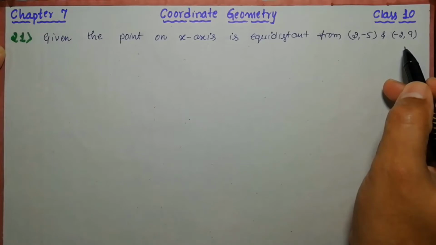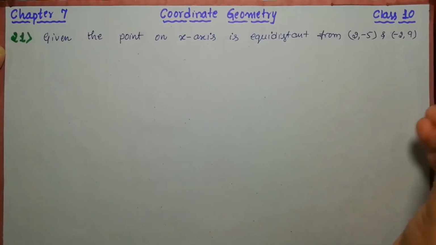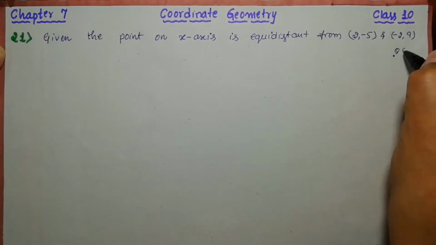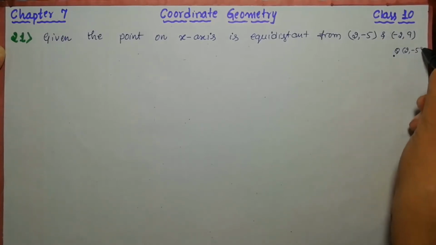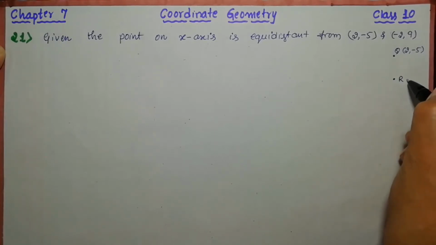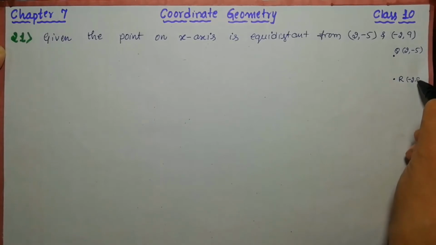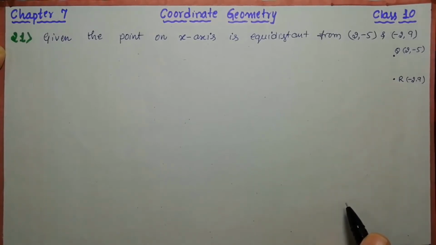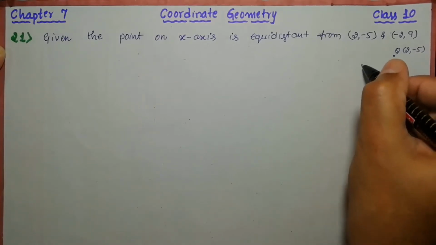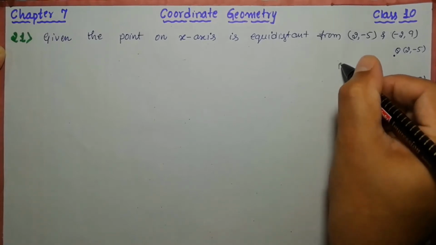Now first try to understand the definition, the statement here. So now look at here, this is the point. I will take this one as a point Q whose coordinates are (2, -5), and the other point let it be R, and it is (-2, 9). Now we have to find out a point which is equidistant from Q and R, and let it be P.